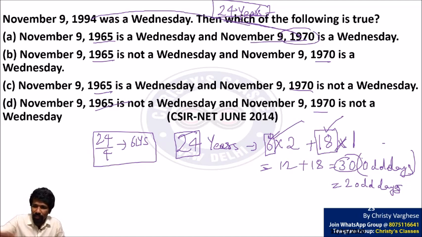If you just think, 2 days backward from Wednesday is a Monday. 9 days backward from Wednesday is also Monday, because between 2 and 9, 7 days are there. 7 days will not change the day. That means it will come again to the same Monday itself. 16 days also Monday itself. 23 days also Monday itself. 30 days also Monday itself.